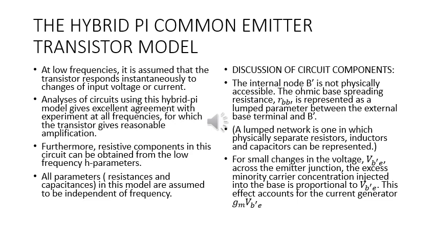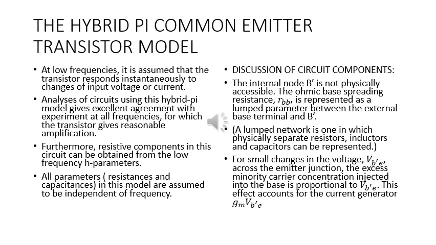Furthermore, resistive components in this circuit can be obtained from the low frequency H parameters. All parameters, that is resistances and capacitances in this model, are assumed to be independent of frequency. Now we come to a discussion of the circuit components. The internal node B' is not physically accessible.